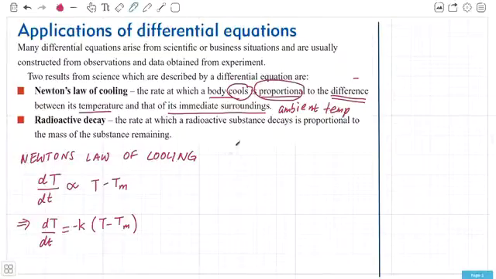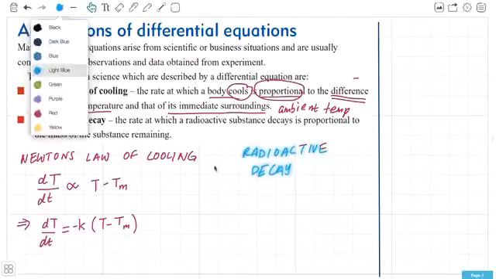If we were looking at the other example, which is our radioactive decay, I'll actually solve this one so you can see how this works. You could certainly work at solving Newton's law of cooling as well in a similar way. I'll solve this one because it's a bit easier. I'll do this in blue. If we look at what it says there, it says the rate at which a radioactive substance decays is proportional to the mass of the substance remaining.